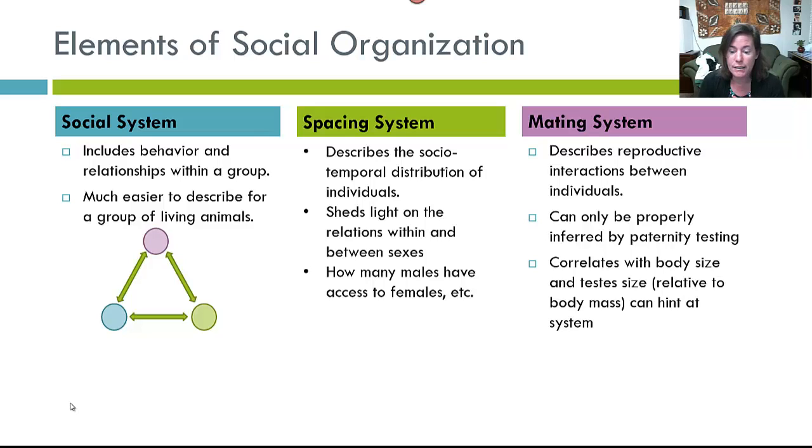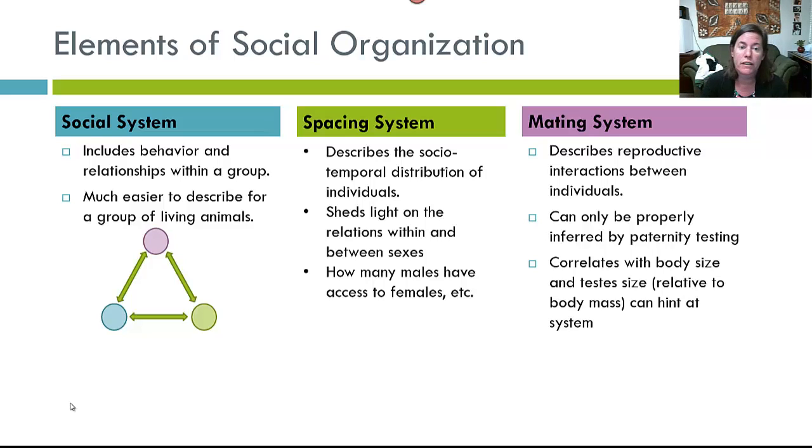The mating system describes reproductive interactions between individuals, can only be properly inferred by true paternity testing, and hints about the mating system can generally be inferred indirectly from body size and from testes size. There's basically a relationship between body size and testes size and mating system.